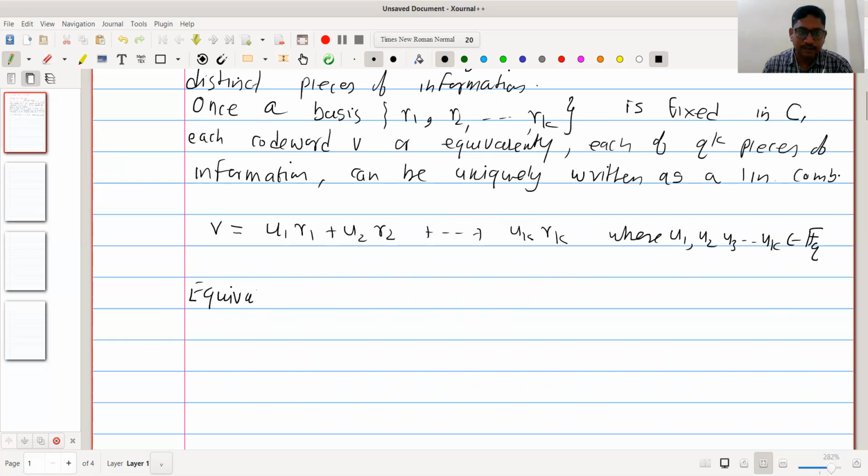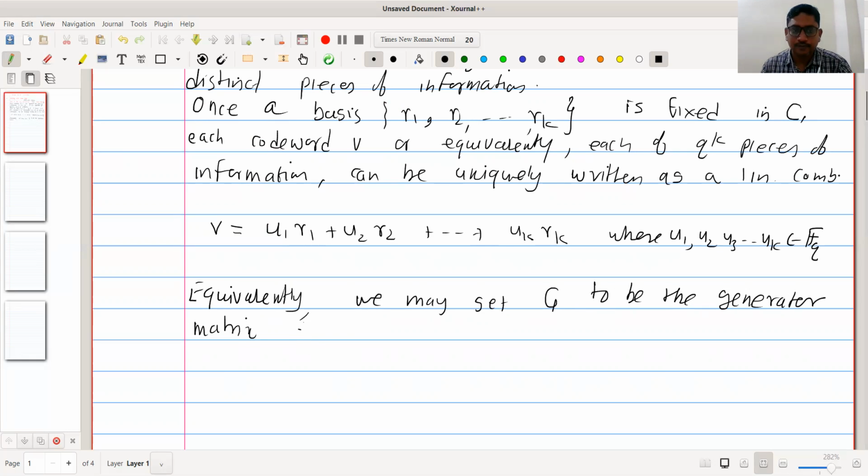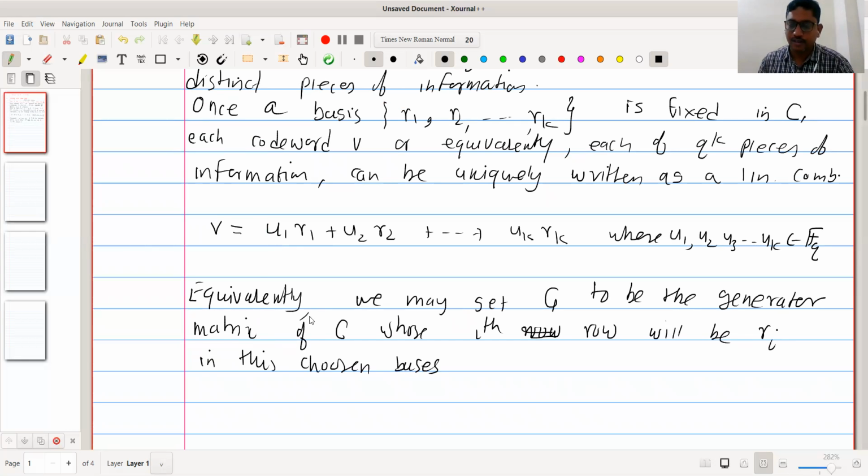What can we say equivalently? We may set the matrix G, whose rows are the first basis, second basis, and kth basis, to be a generator matrix for this code C, whose ith row will be Ri in the above chosen basis. The order is fixed here.